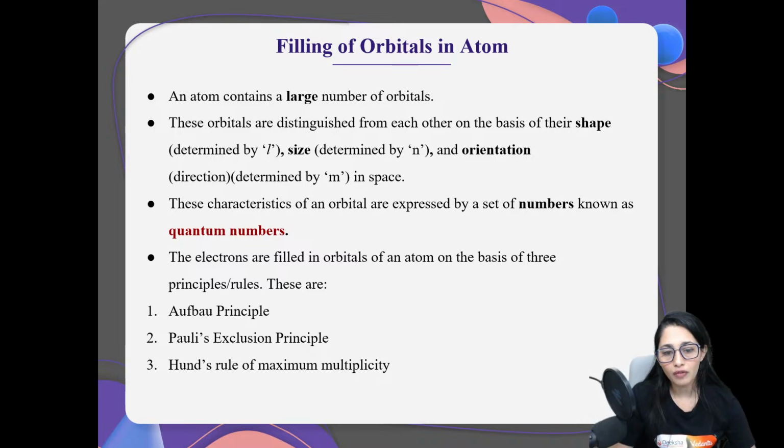These characteristics of an orbital are expressed by a set of numbers known as quantum numbers. If we know the quantum numbers, we can easily identify the shape, size and orientation of the respective electron. So quantum numbers are like the address for a particular electron. The electrons are filled in orbitals of an atom on the basis of three principles: Aufbau principle, Pauli's exclusion principle and Hund's rule of maximum multiplicity.